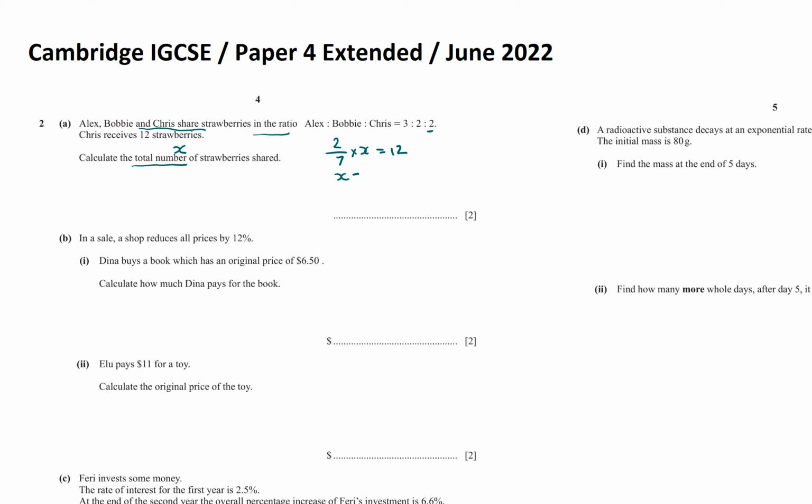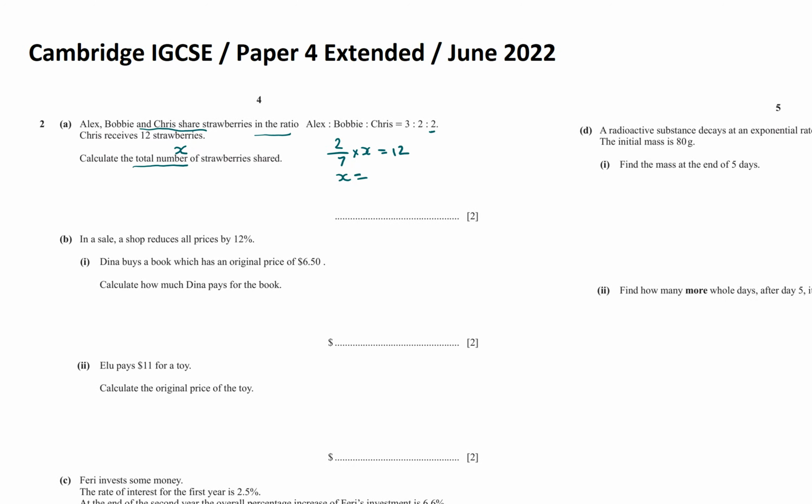So X would be, 2 times 6 is 12, so then X is 42. So the answer is 42.